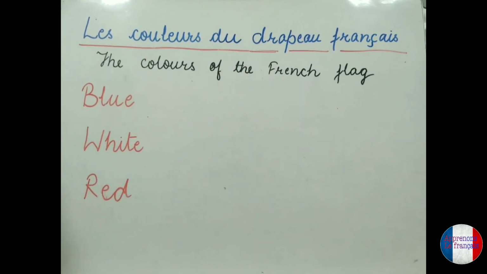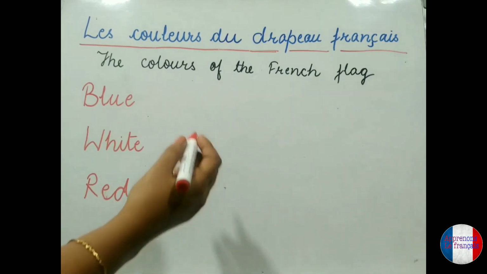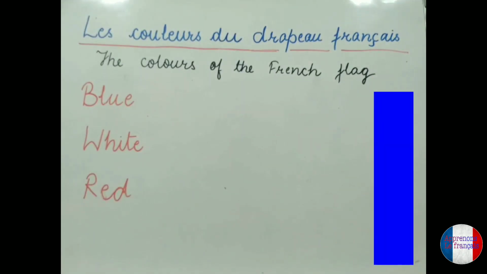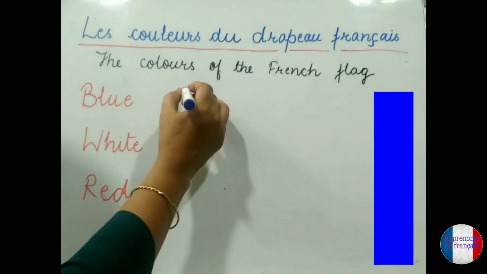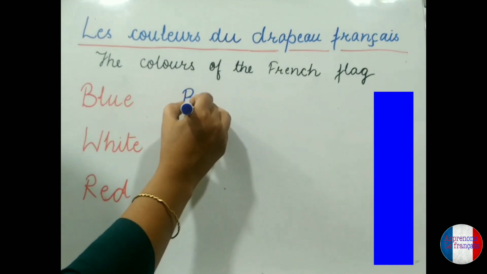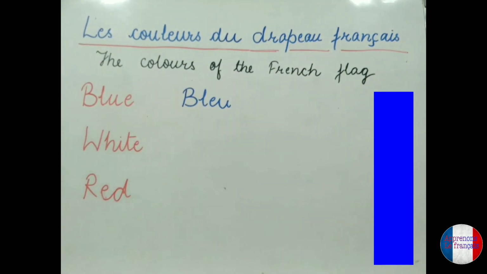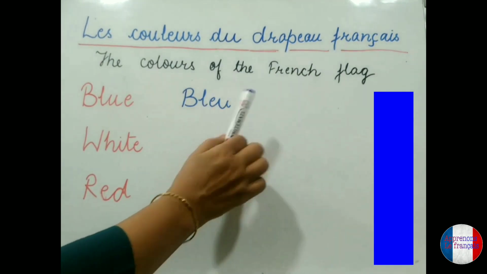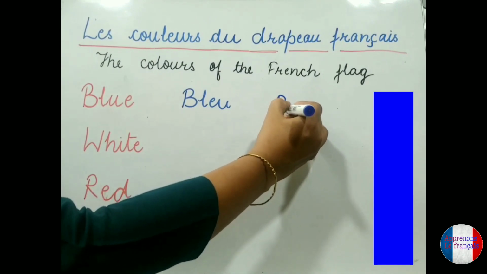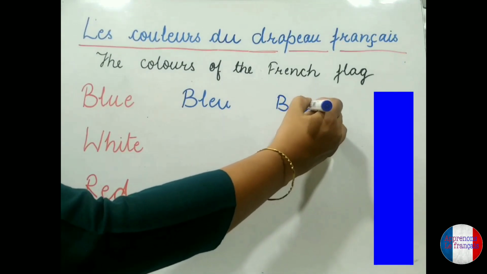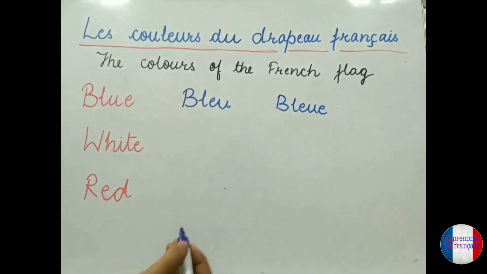If you have seen the French flag, we have 3 colors here in the French flag. The first one is blue, and just now in this lesson I have told you what is blue in French. If you have followed the lesson, the blue in French is bleu. Bleu in the masculine, and in feminine it is bleue with an E, bleue.